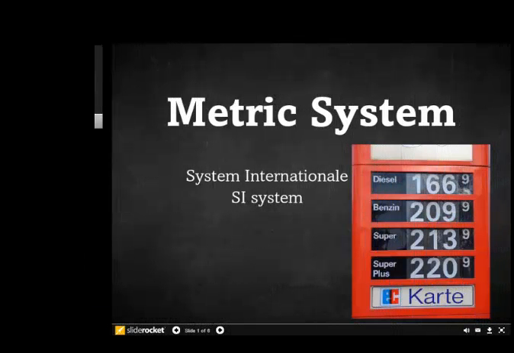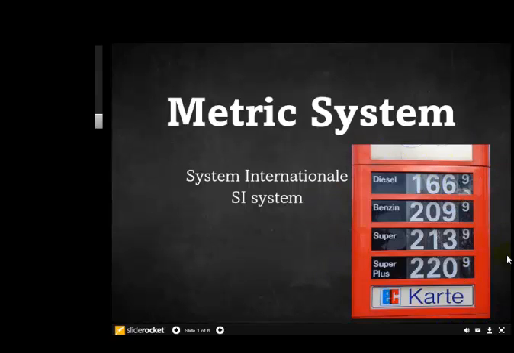Okay, we are starting the metric system here. We're going to go through the metric system. Another name for it is the System International, or the SI system. It's commonly referred to as the SI system.